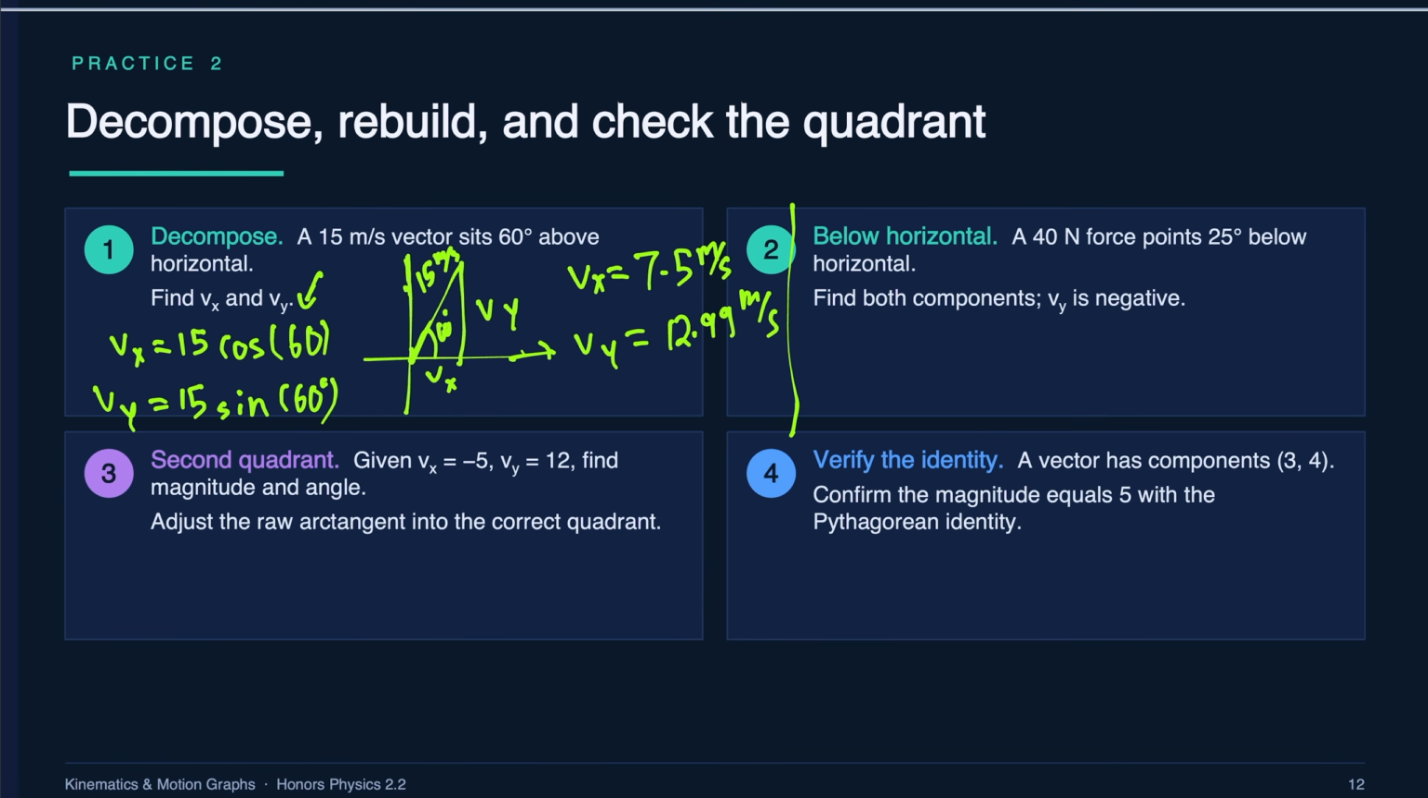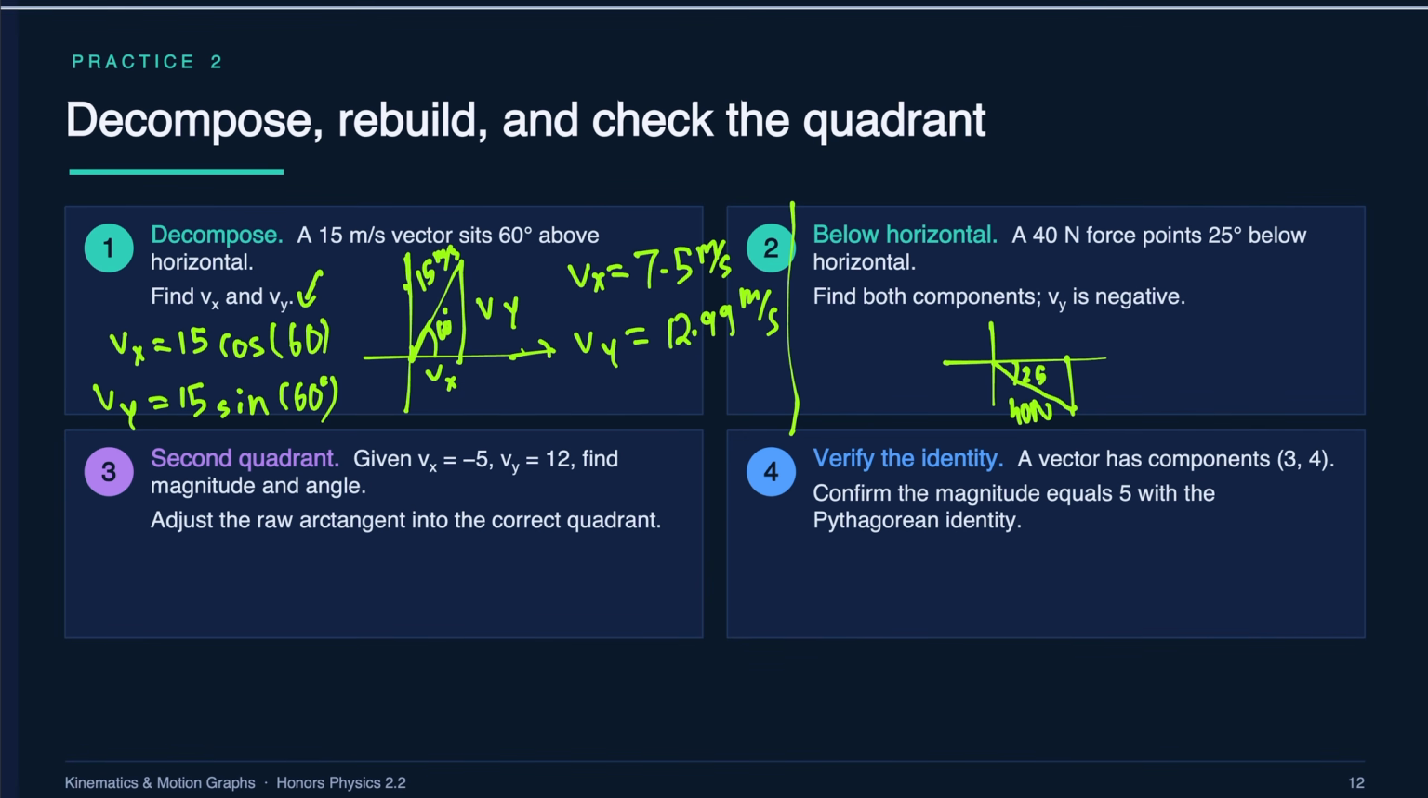A 40 Newton force points 25 degrees below the horizontal. So like that. The magnitude is 40 newtons. Find both components, and Vy is negative. Okay. So in this case, Vx is pretty straightforward, 40 newtons. Actually, let me show you Vy first. 40 newtons times sine of something. But you can't say sine of 25 because this is below that x-axis, right? 25 is above that x-axis, regular 25. So this would be negative 25.